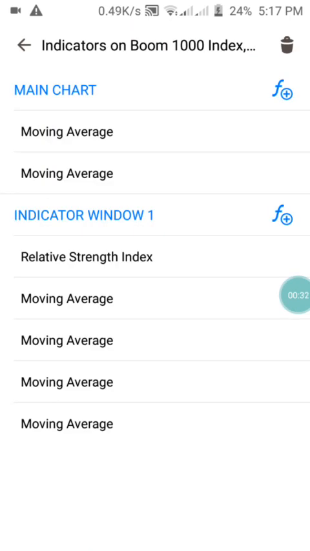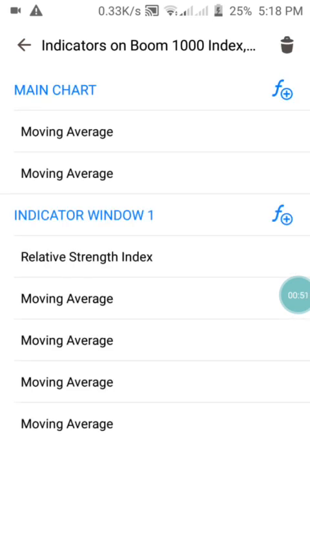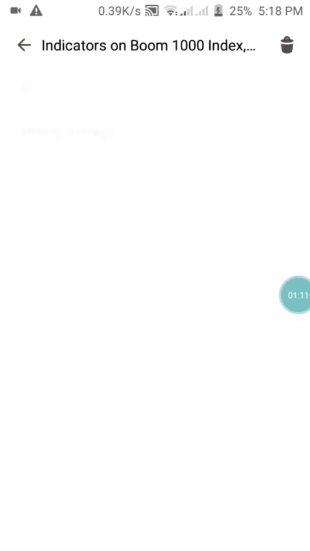how it works. On our main chart, we have our moving average, which is the period of 4. We have the shift of 0, the method to be exponential, apply to close, and we have our color here. You can choose any color of your choice, but what I use here is green. Then you press on done. Then again, you go for another moving average on our main chart, which is the period of 60, our shift of 0, our method to be simple, and apply to close. I choose red as our color here, so you can also choose any color of your choice. Then you press on done.